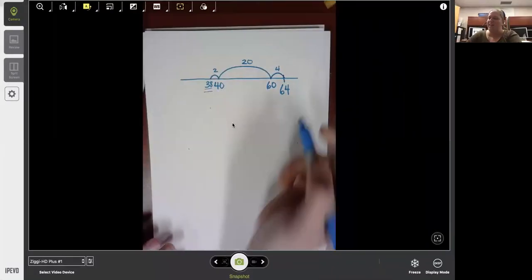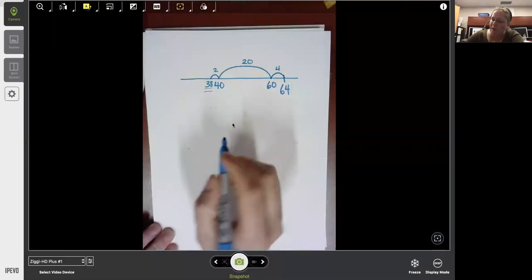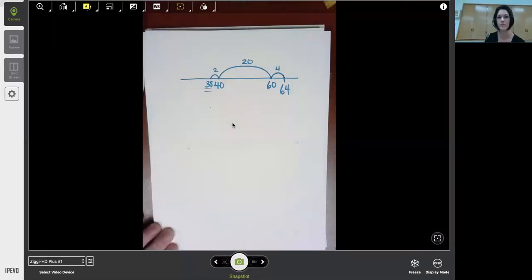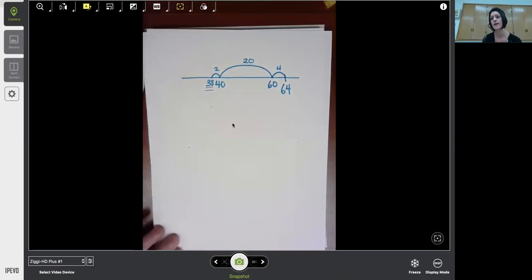Okay, Alicia, you had a different strategy for this particular problem. I did. I also arrived at 38 as my answer, but I started at the 64 and took away the 20 first. That got me to the 44. Then I took away 4 more to get to that easy landmark or decade number of 40. And then at the end, I took away the last 2 cards, and that left me at 38.